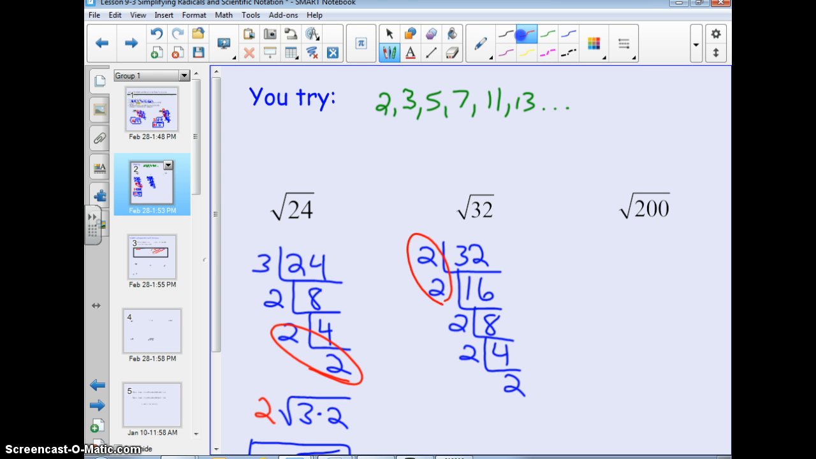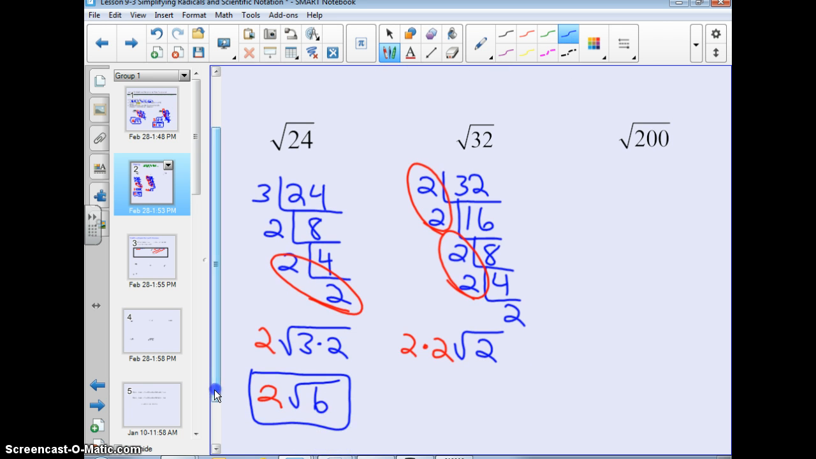So I have one pair of 2's here, so I'll write that outside. And I have another pair of 2's, so I'm going to write those outside. Now remember, these are factors, so we have to multiply them. And I have a 2 left over, so that's going to go inside my radical. So now if we simplify that, we would have 2 times 2 outside, which is 4. And inside the radical, we have square root of 2. All right, and our last one, 200.